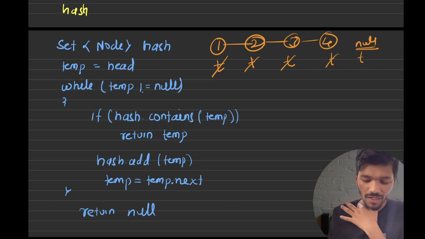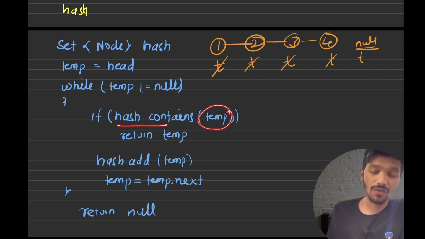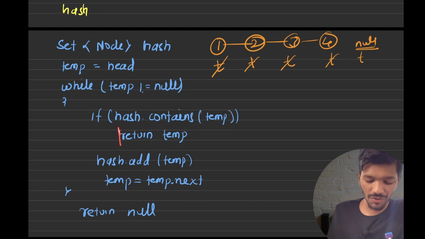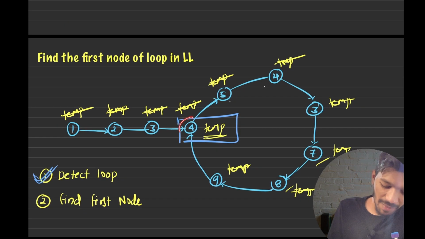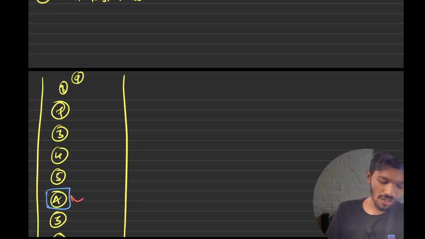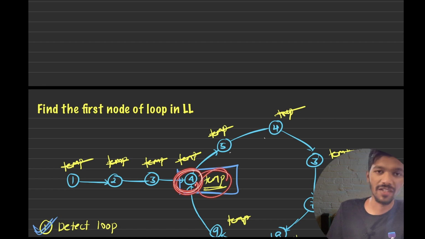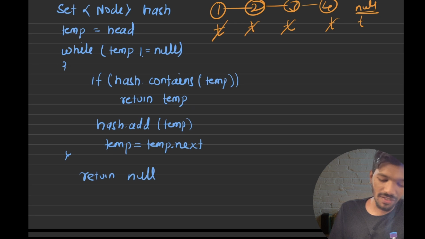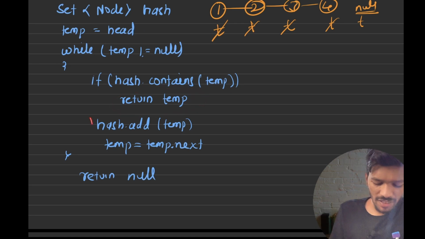And then what I did is, whenever I visit any node, I will check in my hash, have I visited that node earlier? If yes, I will simply return that node. If you observe carefully, I came at 4 and I checked, have I visited that 4 before this? You said yes, I have visited that 4 before. So this is the loop and this is the starting point of my loop as well. That is the reason why I am returning the temp, because I need to return the starting point of the loop in the linked list. Otherwise, I will simply push that node inside my hash and I will move my pointer to the next.